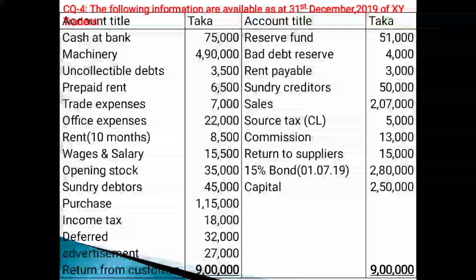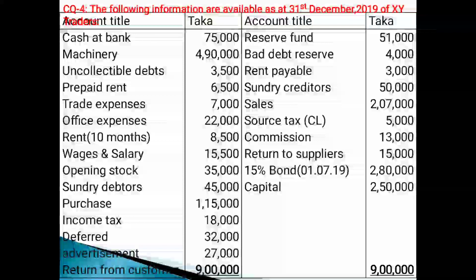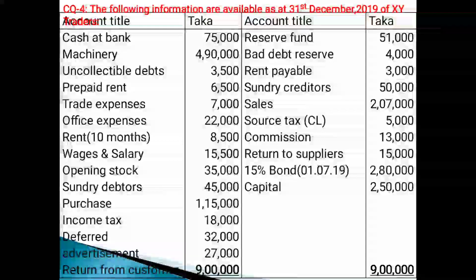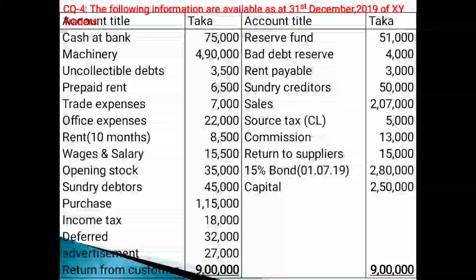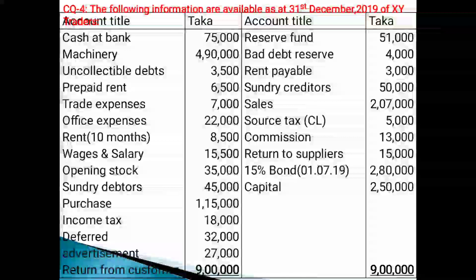Uncollectible debt, that is bad debt expense, is shown in operating expenses under the statement of comprehensive income. Prepaid rent is indicated as current assets in the statement of financial position. Trade expenses and office expenses: when both are available in a trial balance, trade expenses are indicated as direct expenses, that is in the cost of goods sold statement, and office expenses are shown in operating expenses.